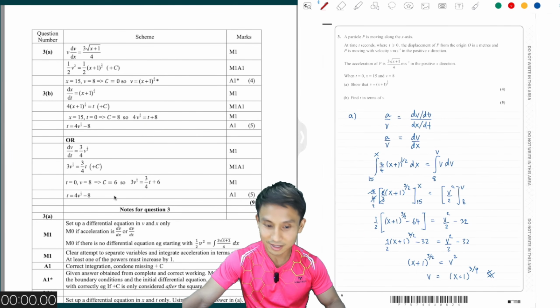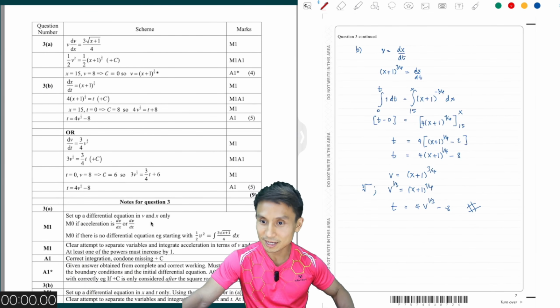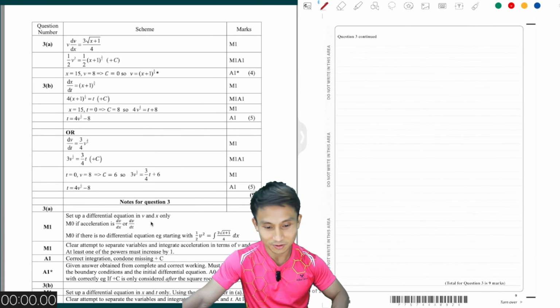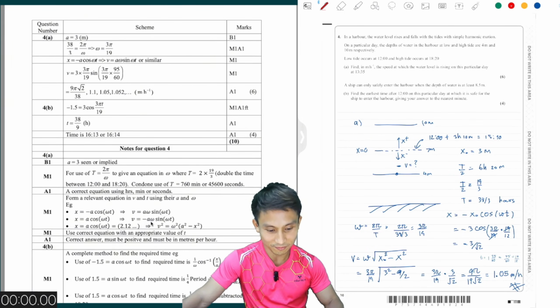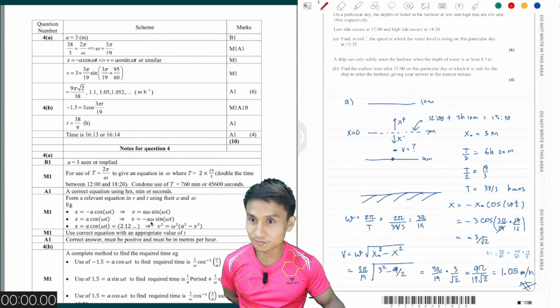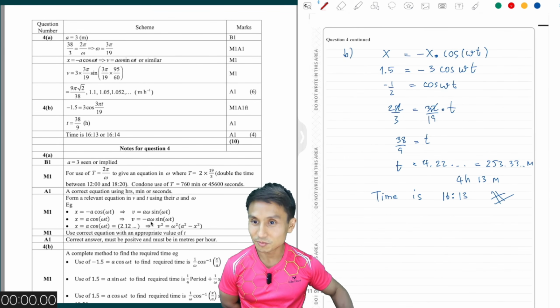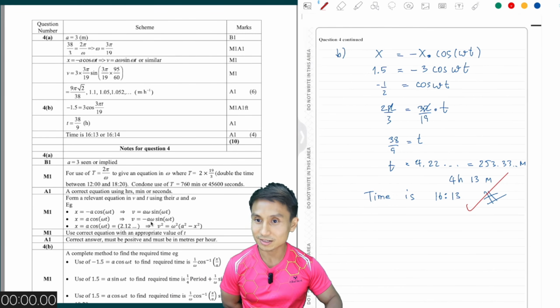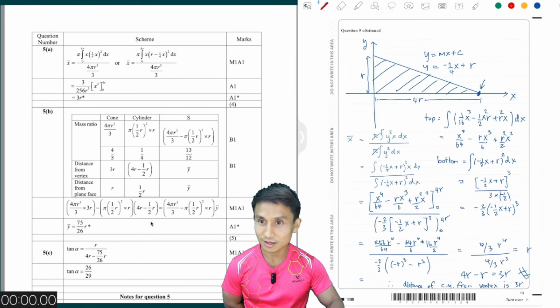A, yeah, as required because we proved it. B, not sure now. Yeah, okay, it's still correct. So far, still so good. All right, so for 1.1, 1.05, yeah, correct. B, yep, correct. 1613. Number 5, that should be fine.